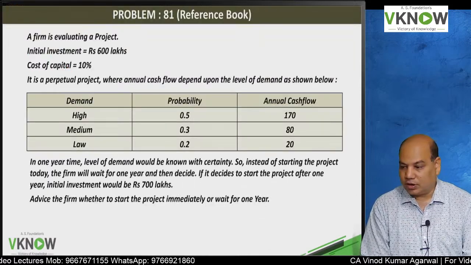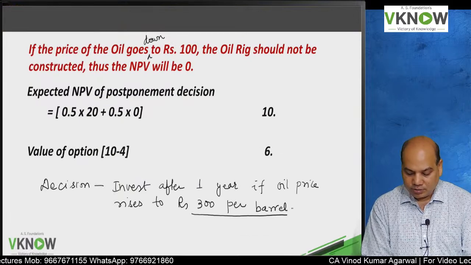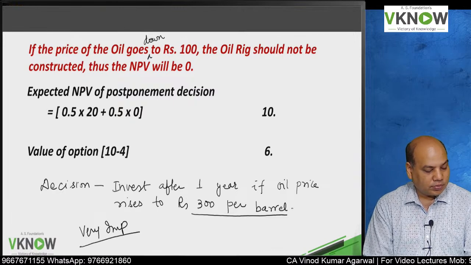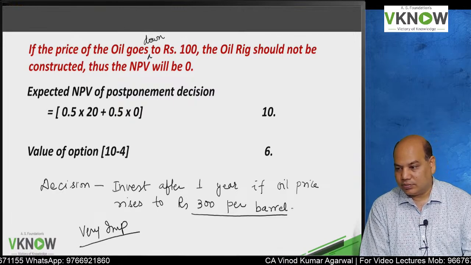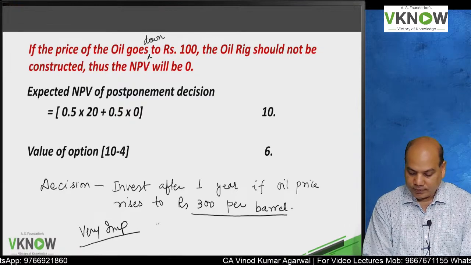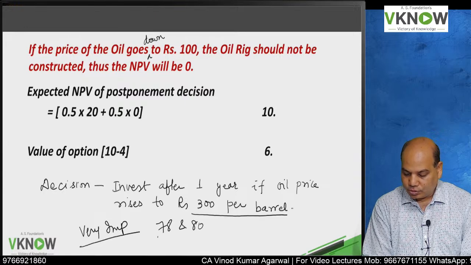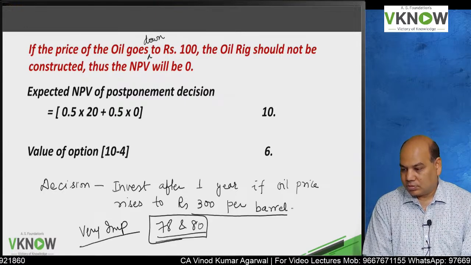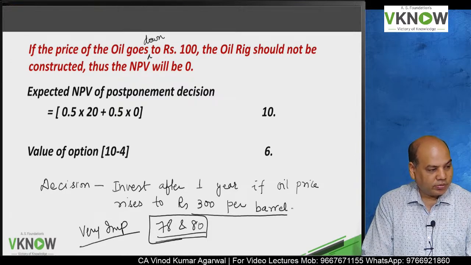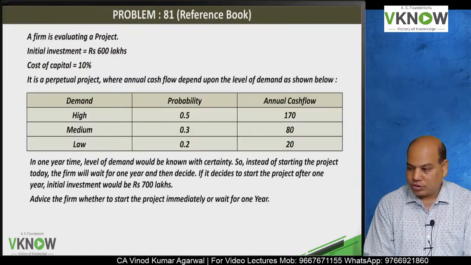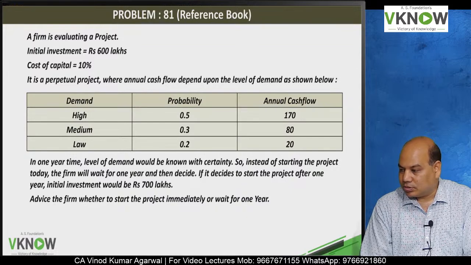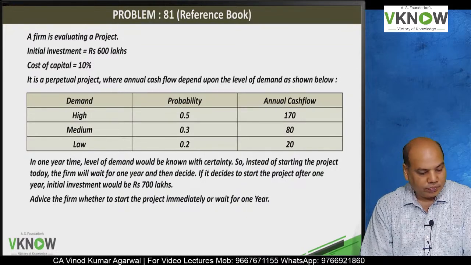Okay, so that was one very good question from your RTP. I hope you have written it, a very important question. These two questions, 78 and 80, are two very important questions from this area, postponement. Now we'll take one easy question for you, after two brainstorming problems.